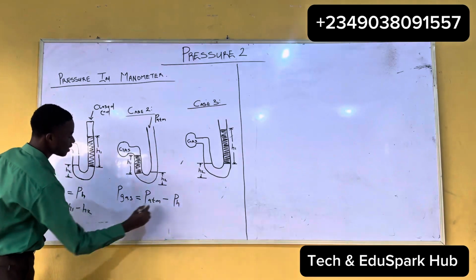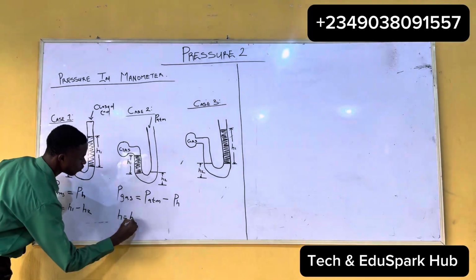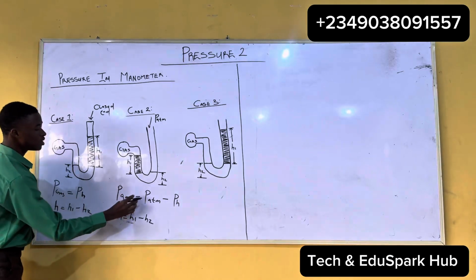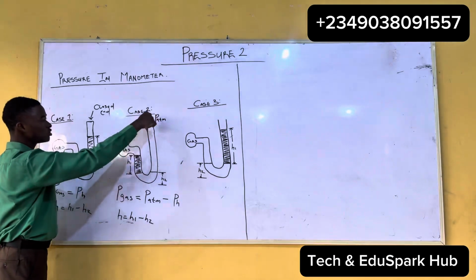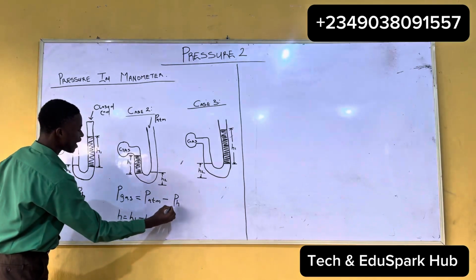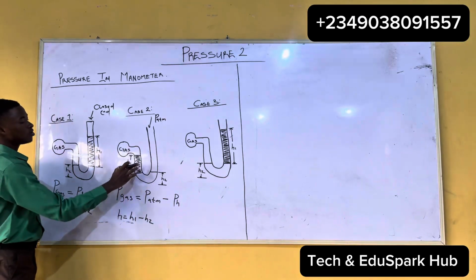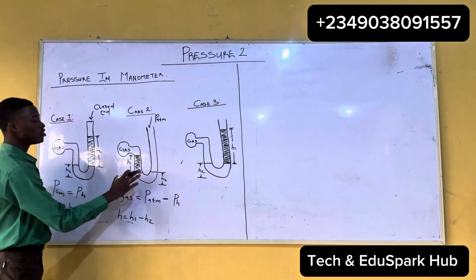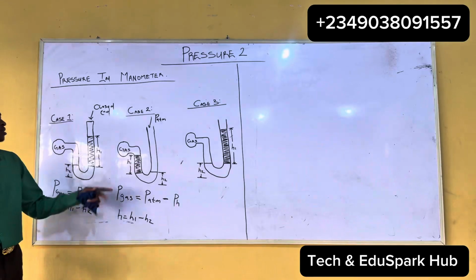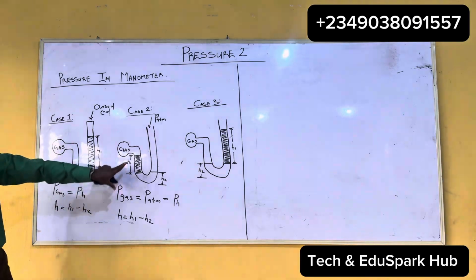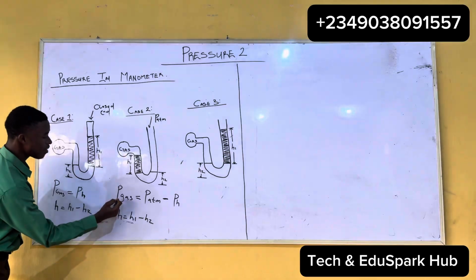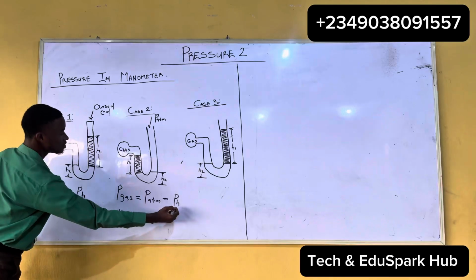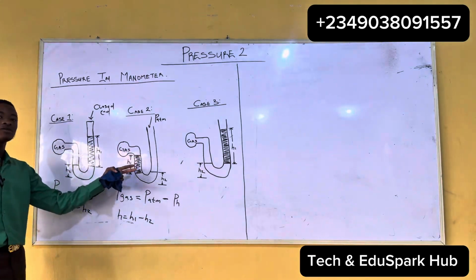For this case, remember that the height will be given as H1 minus H2. So the pressure of gas will be equal to the atmospheric pressure flowing into the manometer minus the pressure of the height that we have in this column. You can see we have the minus. Take note of this sign because it is essential when you are doing your calculation. Because the gas column is greater than the height of the liquid column, the pressure of the gas is equal to the atmospheric pressure minus the pressure of the height. And this is all about the second case.